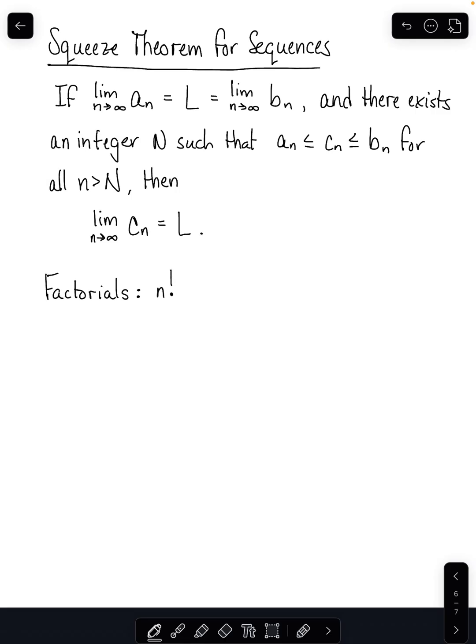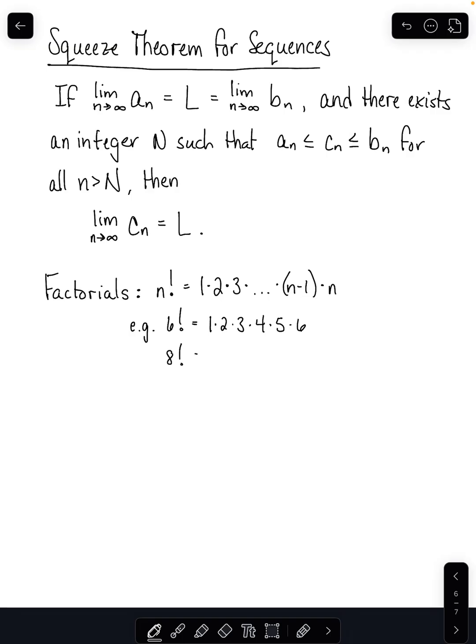A factorial is denoted with an exclamation point. And the definition of a factorial is that it is the product of all integers starting from 1 up to the value given. For example, 6 factorial would be equal to 1 times 2 times 3 times 4 times 5 times 6.